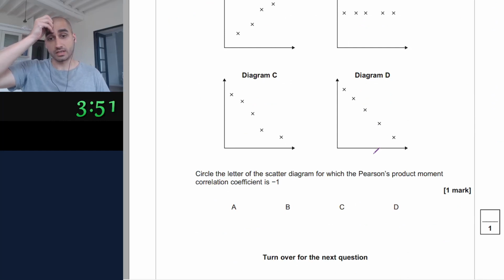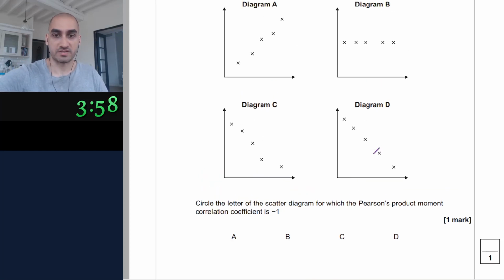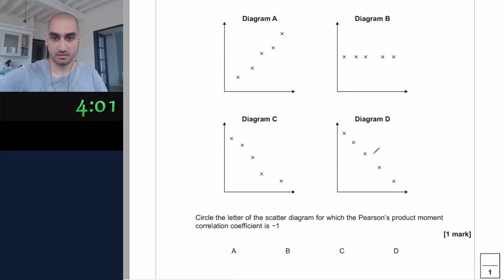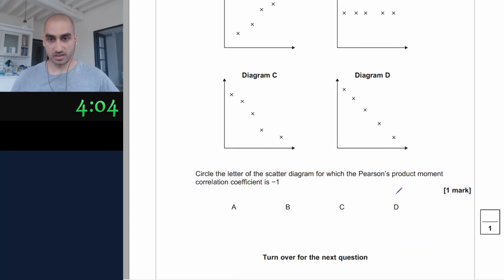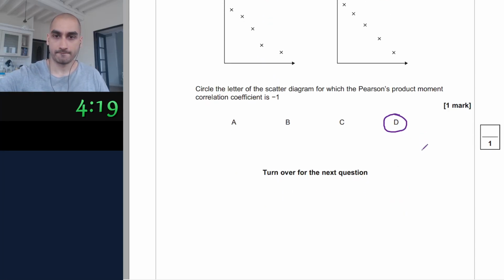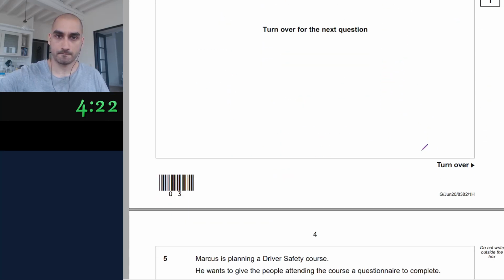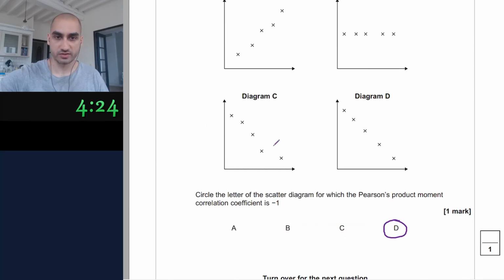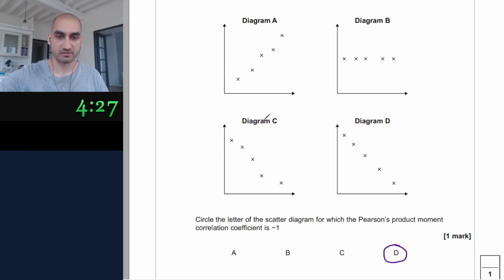Circle the letter of the scatter diagram for which the Pearson's product moment correlation coefficient is -1. I don't remember much about Pearson's, but I'm pretty sure it's D. Also, I think they renamed it to Pearson's. In my day, it was called Spearman's rank? No, that's probably something different. No, Pearson's. Yeah, we did Pearson's. Yeah, it's a measure of correlation. So C would be like -0.85 or something like that.